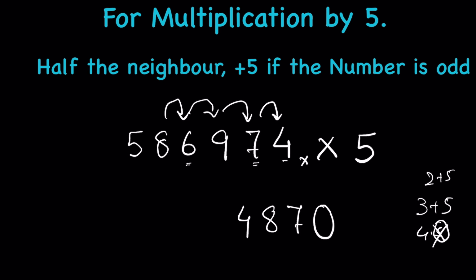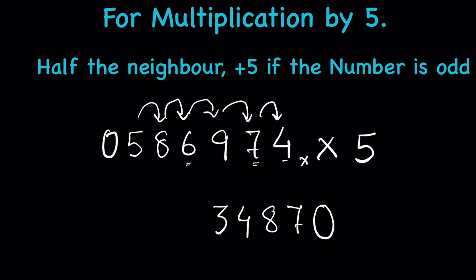Then half of 6 is 3. 8 is an even number, so we write 3. Now the neighbor of 5 is 8. Half of 8 is 4. 5 is an odd number, so we add 5 to it. 5 plus 4 is 9.